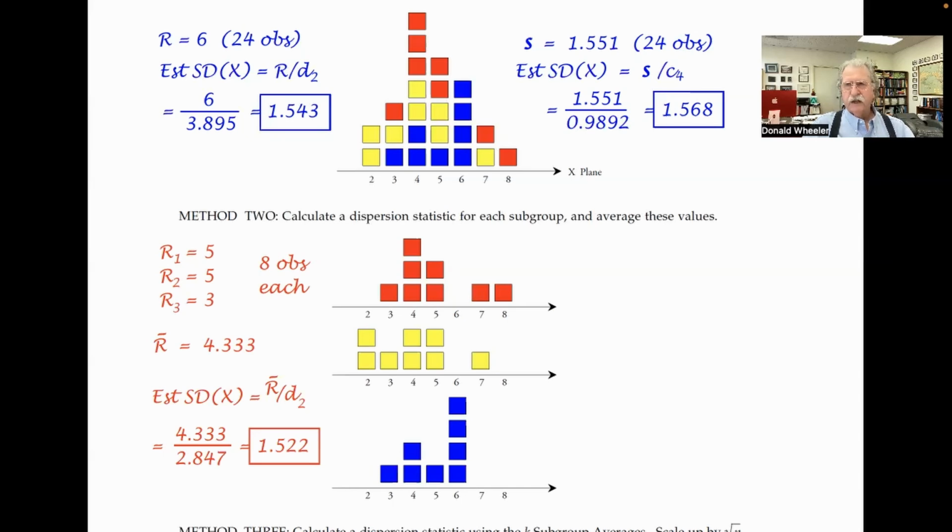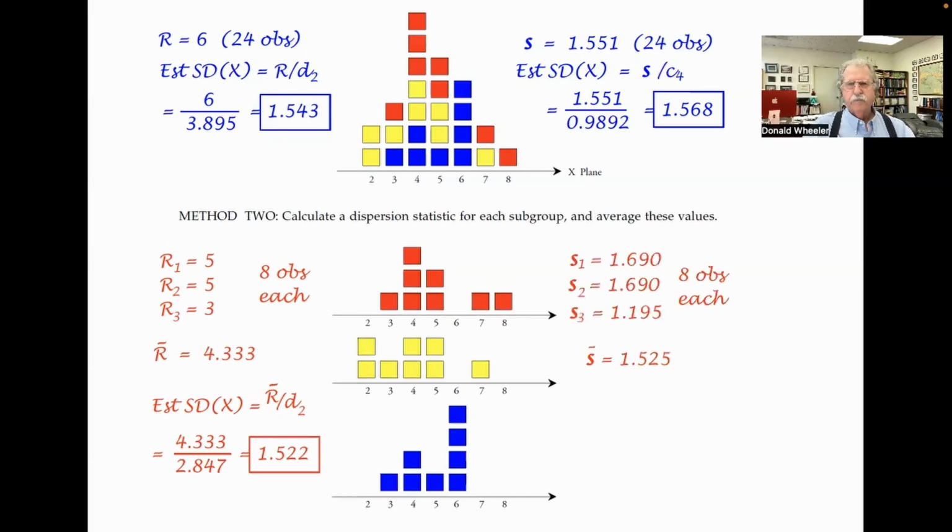And if you want to use the standard deviation statistic, S for the red subgroup, 1.690. Put the 8 data in, that's what you get out. Put the 8 data for the yellow subgroup into your calculator, you get S equals 1.690 again. Put the 8 data for the blue subgroup into your calculator, push the magic button, you get a 1.195. The average of these 3 standard deviation statistics is 1.525.